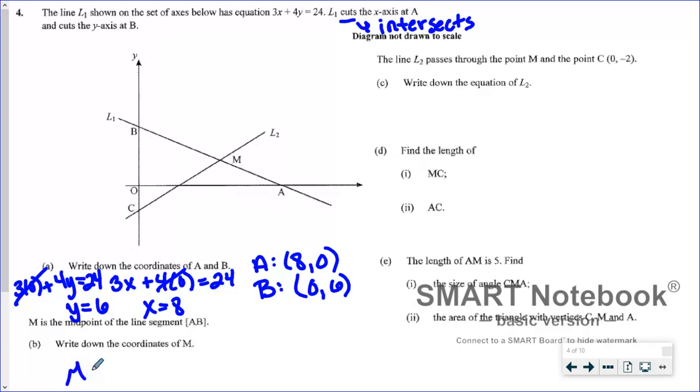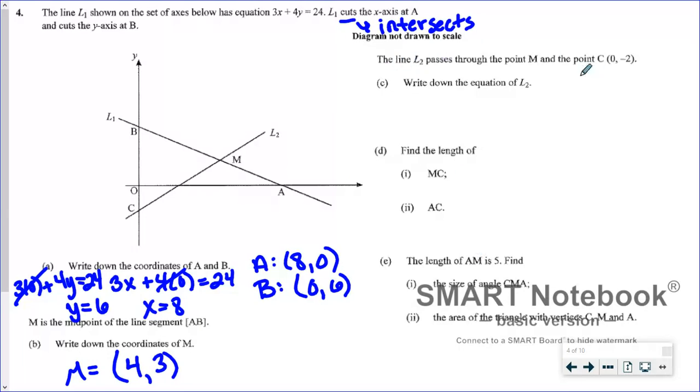So here M is equal to the average of the x's, which is 4, that is 8 plus 0 divided by 2, and the average of the y's is 3. Good times? Okay. Great. That's what I like to hear.